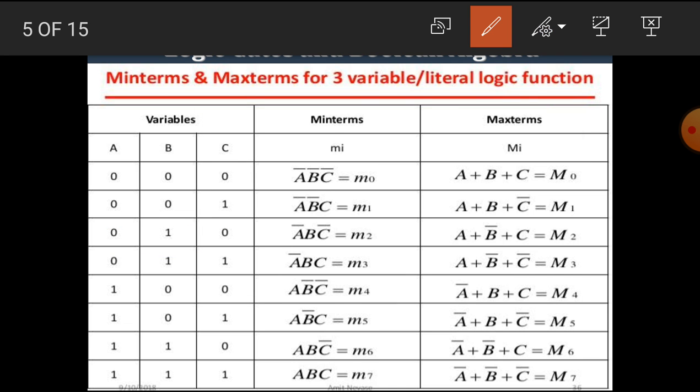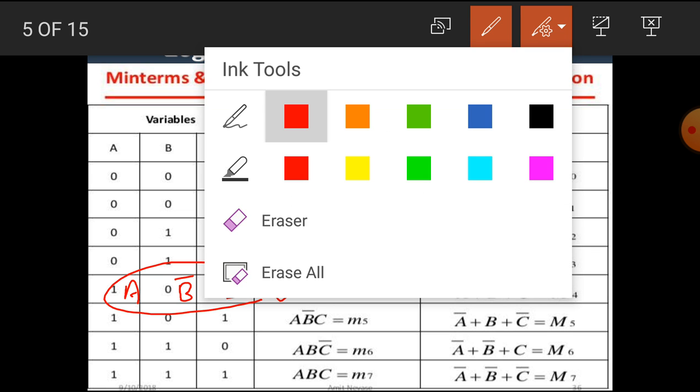Okay, the next condition is that A has the value 0, that means A bar, B has the value 1, that means B, C has the value 1, that means C, that means we get A bar BC. A bar BC is M3. The next condition is that A has the value 1, that means A, B has the value 0, that means B bar, C has the value 0, that means C bar, that means we get here A B bar C bar, M4.